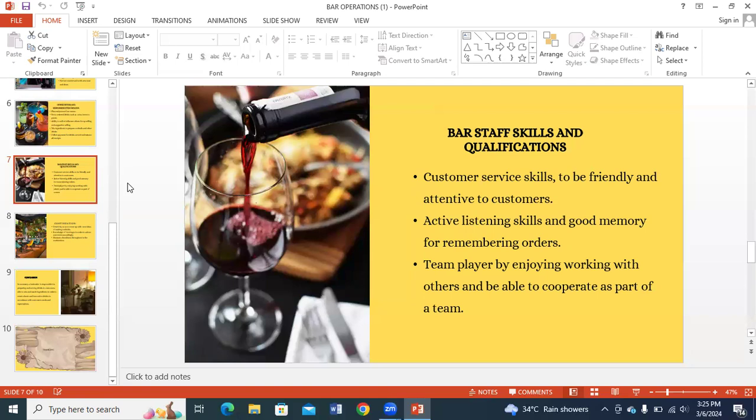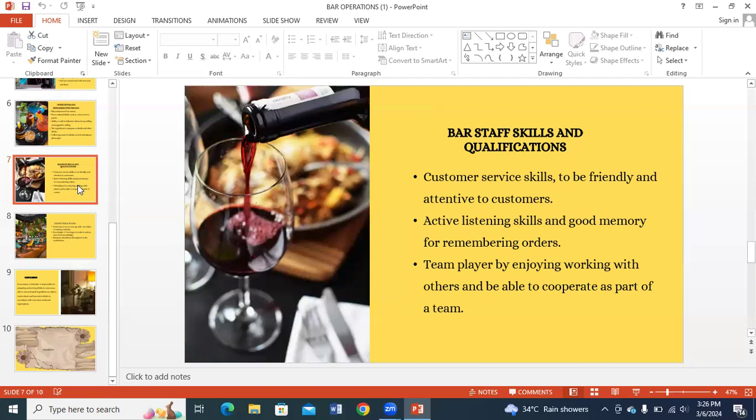What other qualifications do we have for the bartender? Okay, the bartender should have active listening skills and a good memory for remembering orders. So good, have active listening skills, as you have mentioned in the previous point.